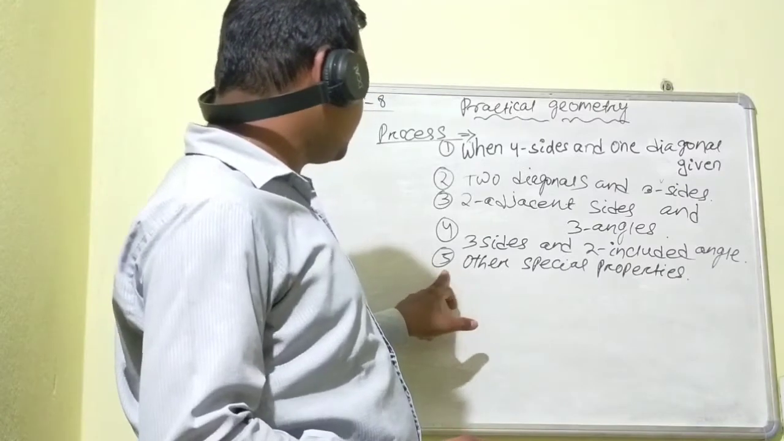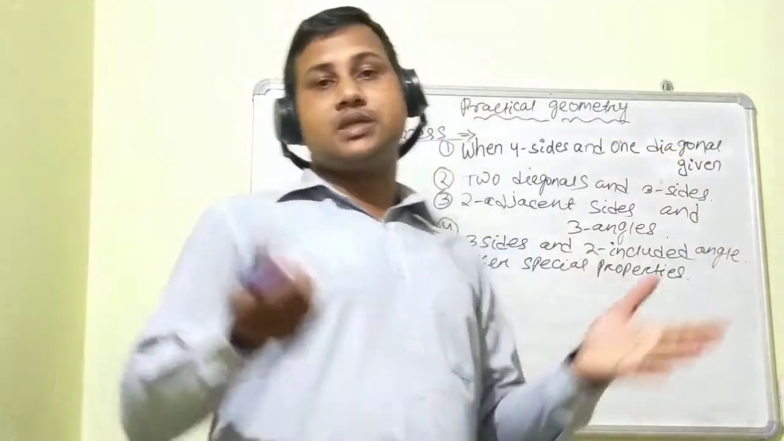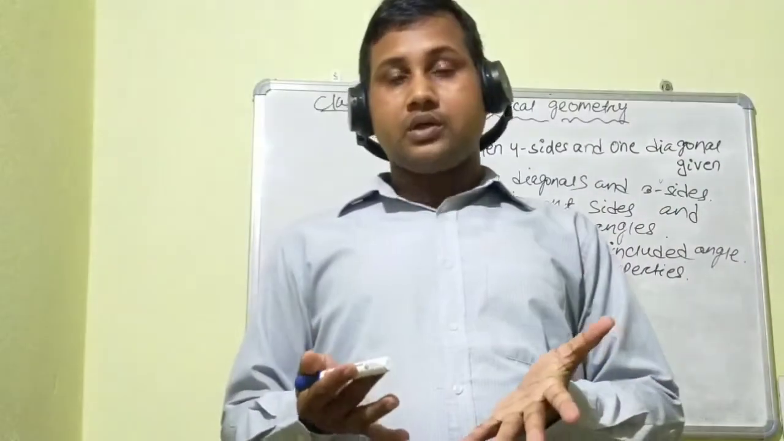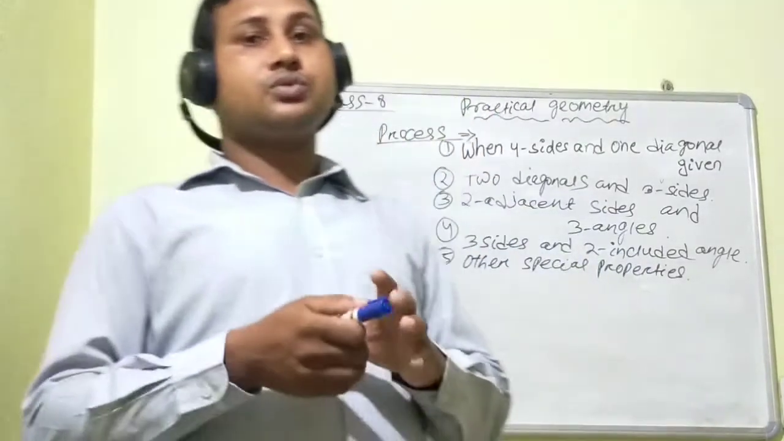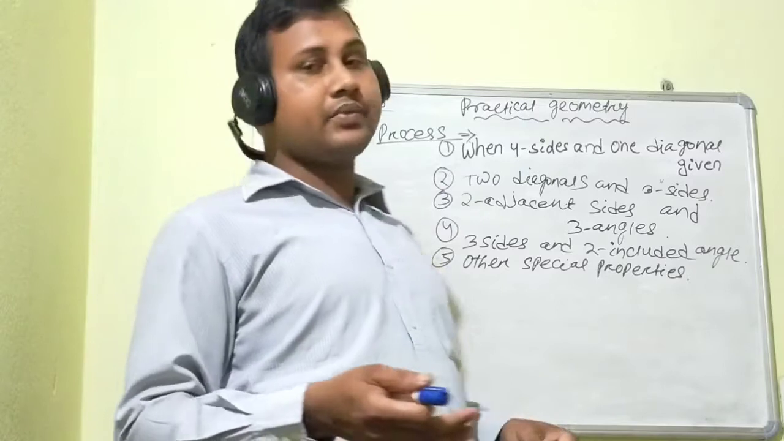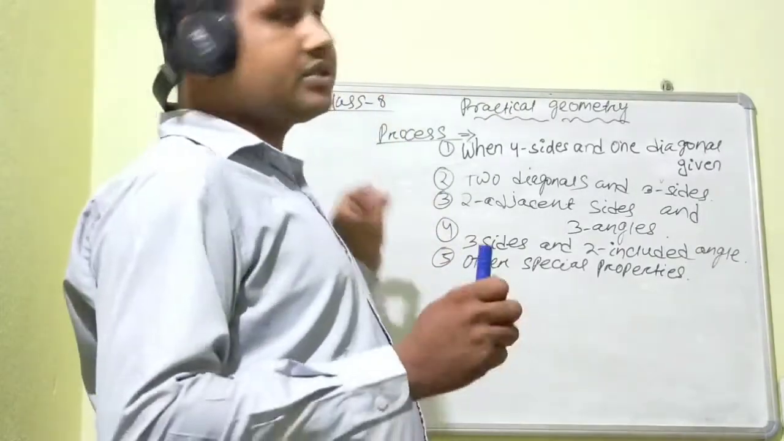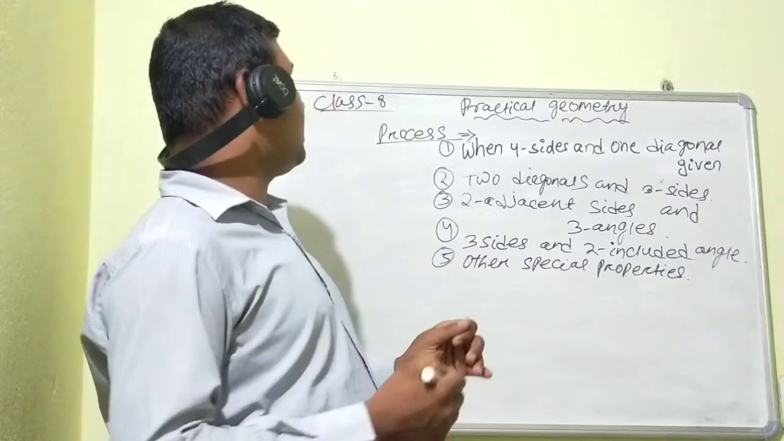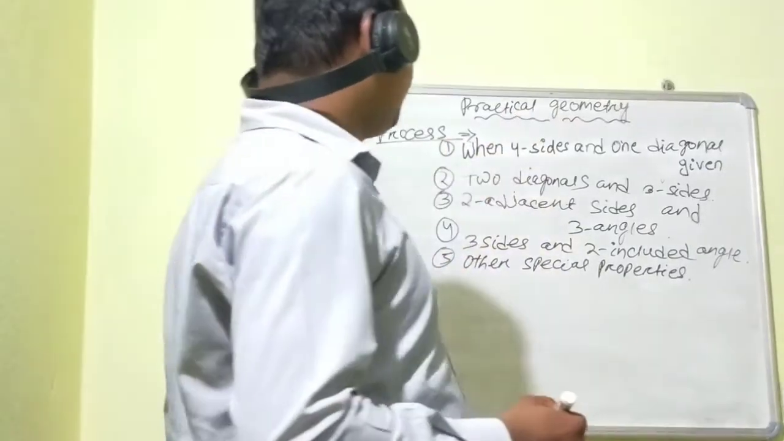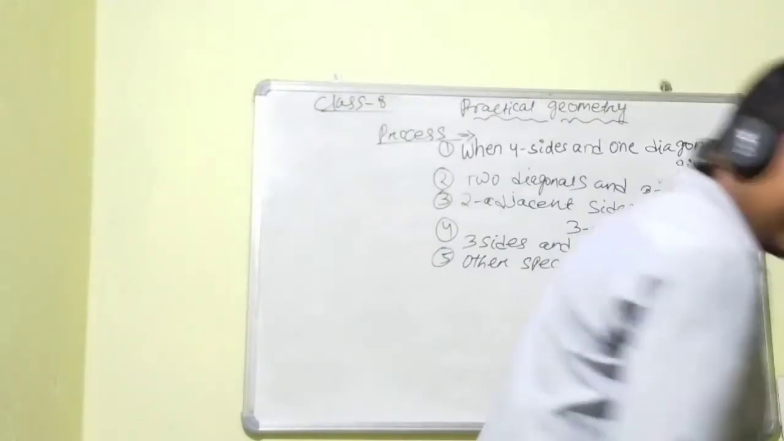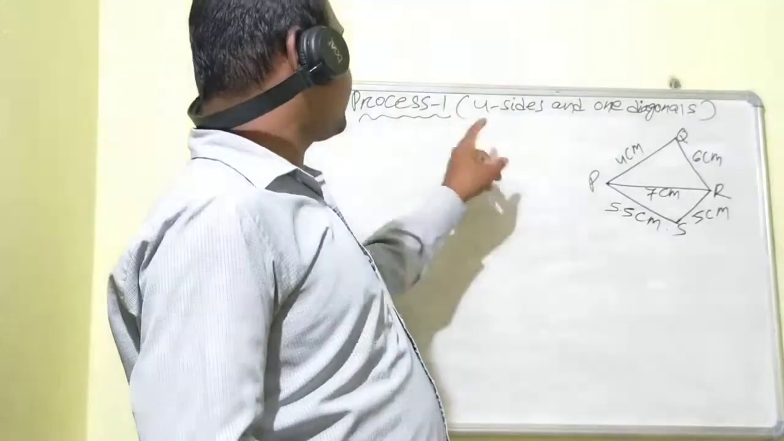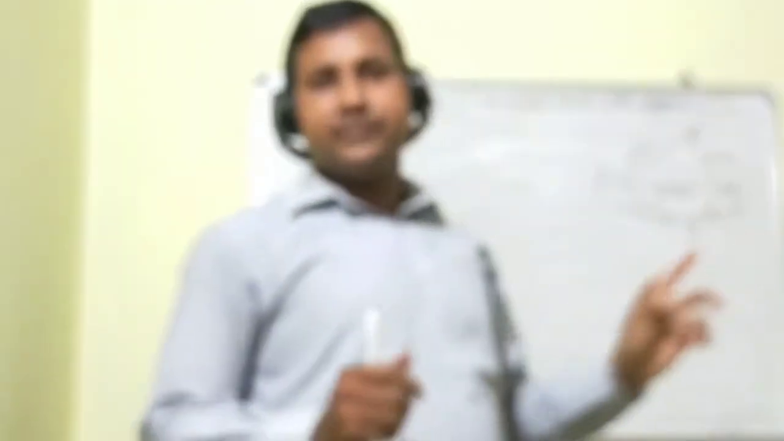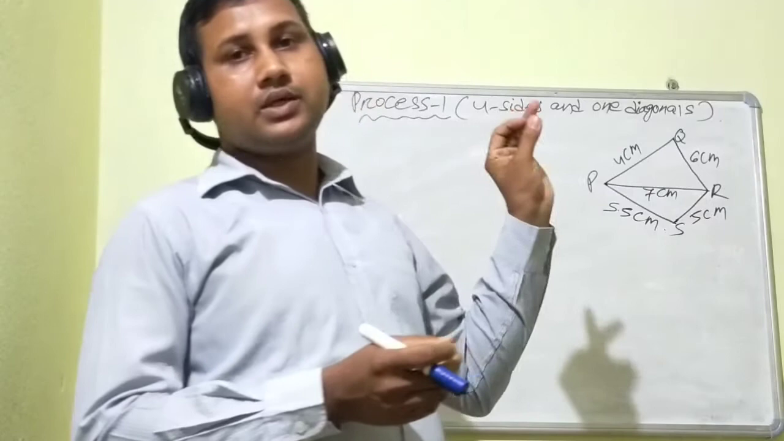Next, the fifth process is other special properties. Special properties we already know: a rectangle, a square, a rhombus are special cases we learned in the previous chapter. So let us start the first process, four sides and one diagonal. Now we will discuss how to construct a quadrilateral using four sides and one diagonal.